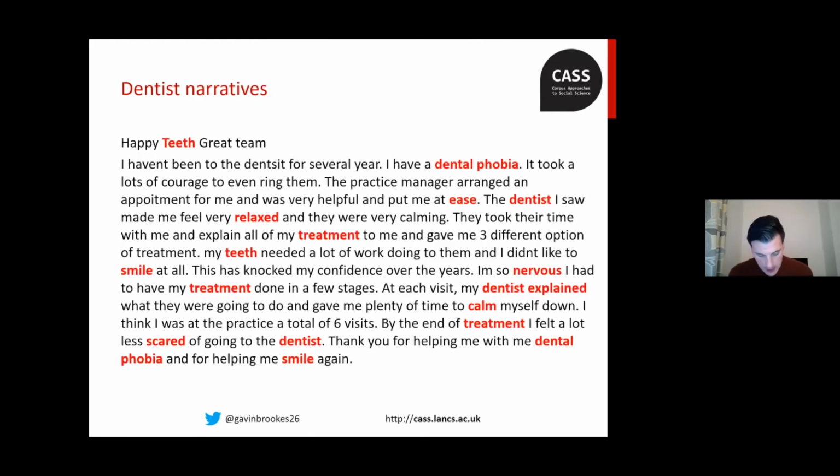So we compared all the text about dentists against all the other comments in the corpus. And a lot of the keywords that we got from the comparison contributed to a recurring type of comment. And I've given an example of this here with the relevant keywords highlighted in red. So in this piece of feedback, the patient says that they had a dental phobia, but the dentist and the practice manager put them at ease and explained everything.